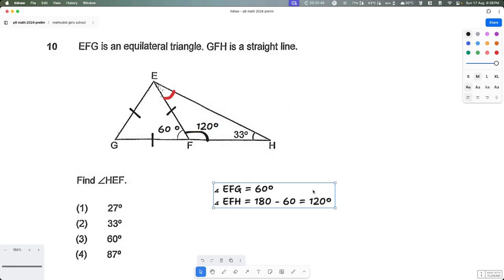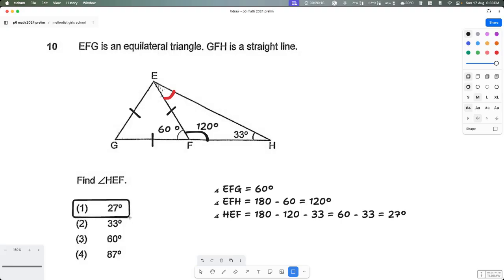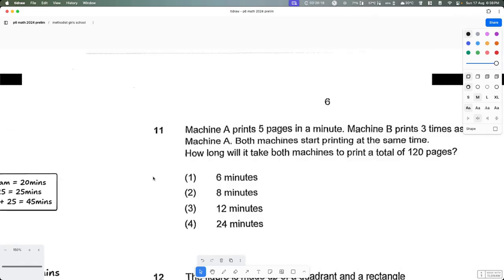All right, so that means angle HEF is equal to 120 minus 60, which is basically 60 minus 33, and it's equal to 27 degrees. So the answer to question number 10 is option number 1. Okay, let's move on to question 11.